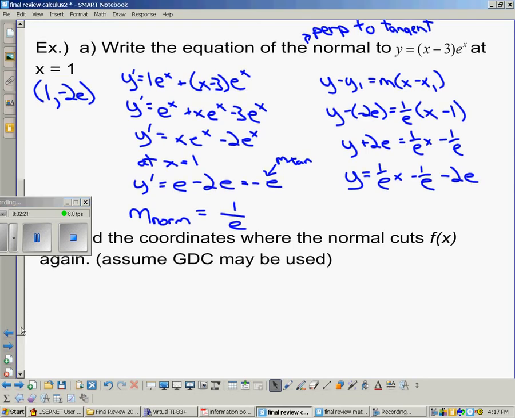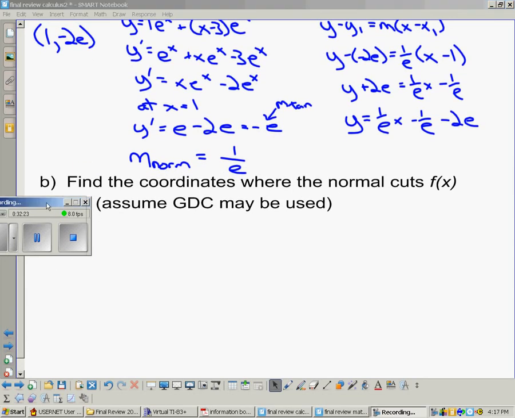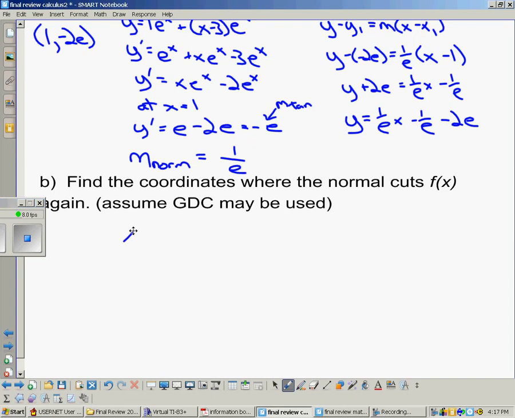If I want to do this, I'm going to need to set the original curve and the normal that I just found equal to each other. Okay, so the original curve was x minus 3 times e to the x. Our normal was 1 over e times x minus 1 over e minus 2e. We know that they're going to cut each other at 1, negative 2e. We want to find the other coordinate. Okay, so let's go to the GDC.